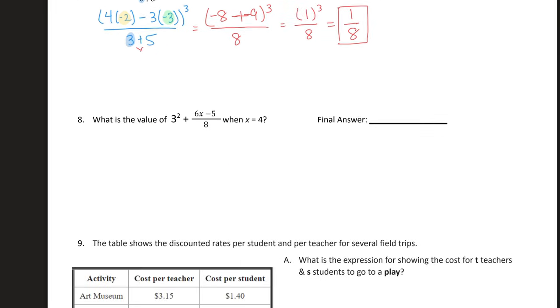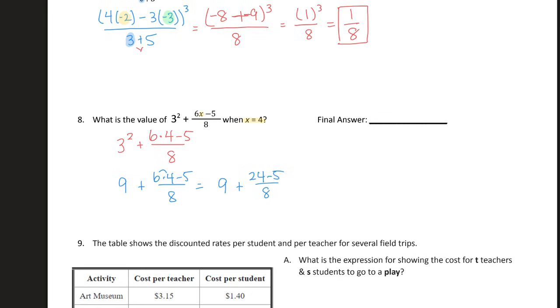All right, we're going to do the same thing for the next question. For the next question, though, we're plugging in x equals 4 in for x there. So we have 3 to the second power plus 6 times 4 minus 5/8. Okay, so order of operations, we're going to do exponent first. So 3 to the second power is 9. Now I'm going to go ahead and simplify up here. So 6 times 4 is 24. So it's going to be 9 plus 24 minus 5/8.